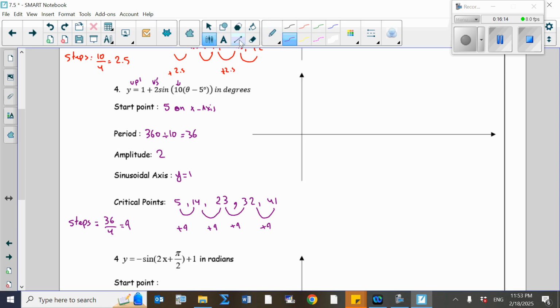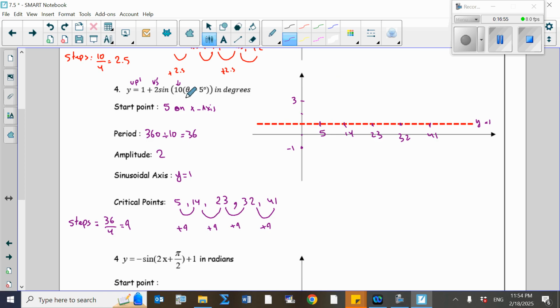So we start with sinusoidal axis, which is at y equal to 1. Then label the sinusoidal axis with the critical points 5, 14, 23, 32, and 41. Now, the highest point from the sinusoidal axis, you go 2 up. So this was at 1, 2 up is going to be 3, and 2 down will be at -1. These are the highest and the lowest points.